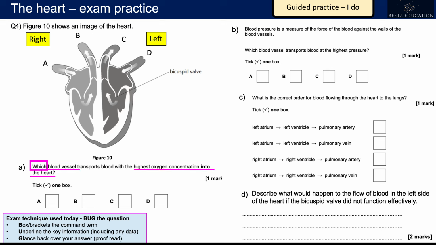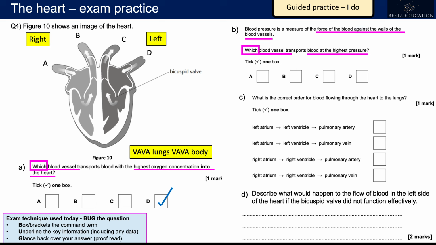I've been asked which blood vessel transports blood with the highest oxygen concentration into the heart. Now, vava lungs, vava body can help me out with this. So if I'm thinking about into the heart, it's got to be a vein. So it's got to be A or D, showing arrows pointing into the heart. And if it's the highest oxygen concentration, it has to have come from the lungs. So I'm going to be looking at the left-hand side of the heart, and that vein is going to be shown as D in this case, and that would be my pulmonary vein.